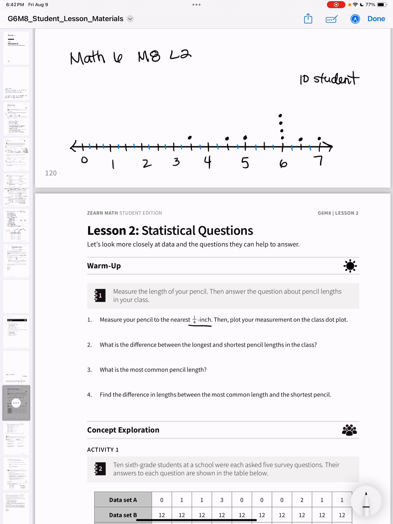All right, number 2. What is the difference between the longest and shortest pencil lengths in the class? Well, the longest is 7. And the difference means subtract. So longest, 7, minus the shortest, which would be 3.5 for our data set. So 7 minus 3.5 happens to be 3.5. 3. What is the most common pencil length? So that's going to be the one that has the most dots, which would be 6 inches.